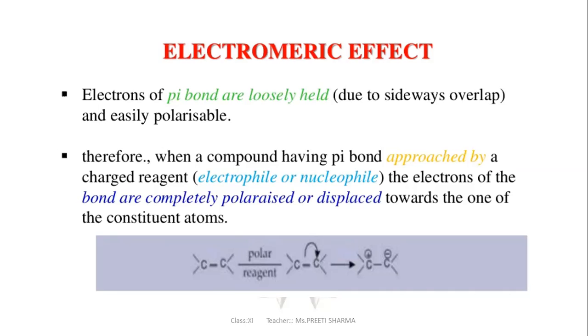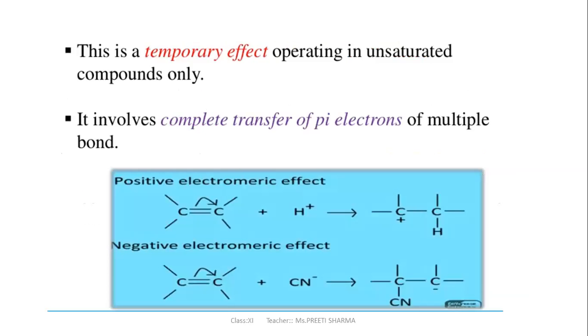See, so electrons of pi bonds are loosely held in this case, and whenever a compound having pi bond is approached by the charged reagent, either electrophile or nucleophile, the electrons of the bond are completely polarized or displaced towards them. You can see that. See this picture, you will understand how the displacement occurs. And it is a temporary effect, as I have told you, and it occurs in unsaturated compounds only. And in this effect, there is a complete transfer of pi electron of multiple bond.